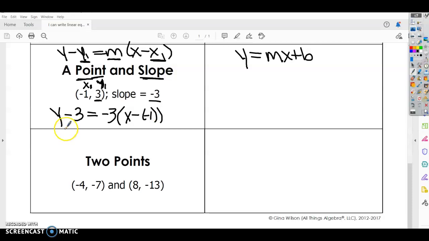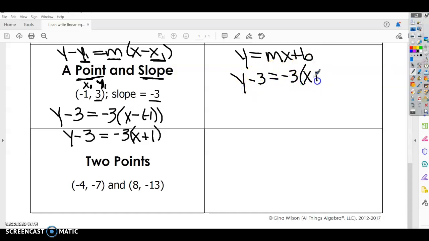All right, so y minus 3 equals -3 times x, and then I can change a negative to a plus. So y minus 3 equals -3 times x plus 1. I'm going to use the distributive property to distribute that -3. So y minus 3 stays the same for now, and I get equals -3x and then minus 3. And for slope-intercept form, I need y by itself, so to do that, I'm going to add 3.